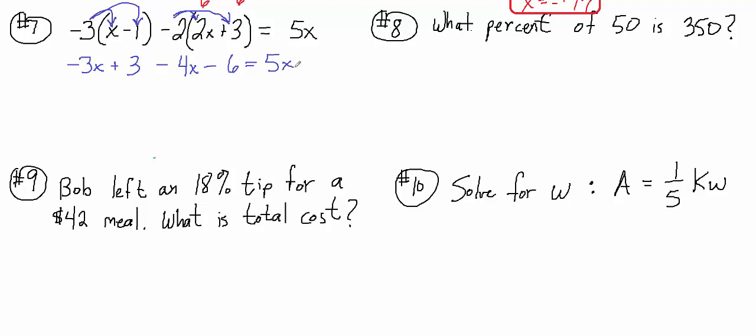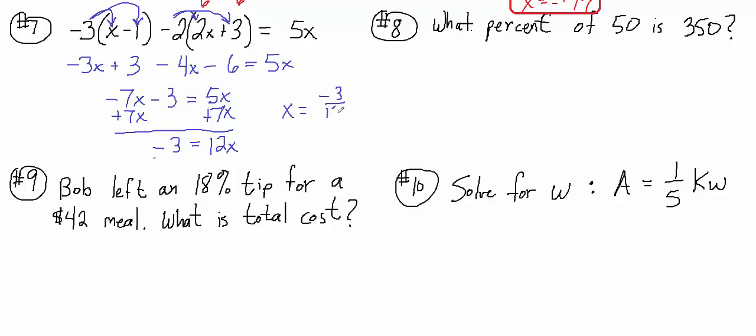We don't got fractions, so we'll move to got lots of x's. We do got lots of x's. Let's combine these here. Negative 3x minus 4x, that's negative 7x. And 3 minus 6 is minus 3. And that equals 5x. I'm going to go ahead and move stuff to the right side on this one just for fun. Plus 7x, plus 7x. That leaves me with negative 3 equals 12x. And then we'll need to go ahead and divide by 12 here. So I get x equals negative 3 over 12, which does simplify to negative 1/4.